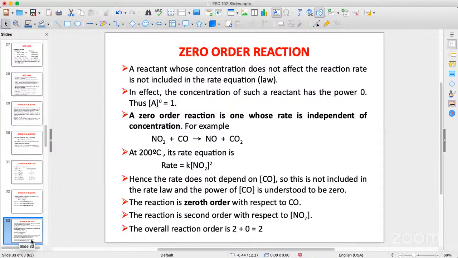Now, at 200 degrees Celsius, the rate of this chemical reaction, NO2 plus CO to give NO plus CO2, is written as rate is equal to k [NO2] raised to power 2. That means in this case, the rate does not depend on the concentration of carbon monoxide. So this is not included in the rate law, and the power of CO is understood to be 0. That's why it's missing. The reaction is zero order with respect to CO, and second order with respect to NO2. So therefore, the overall reaction order is 2 plus 0 to make it 2.